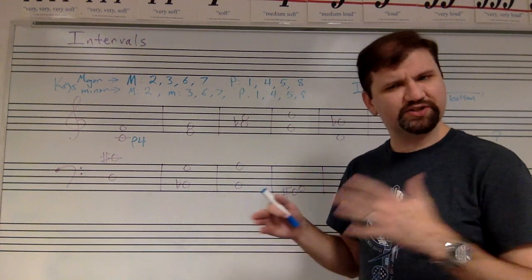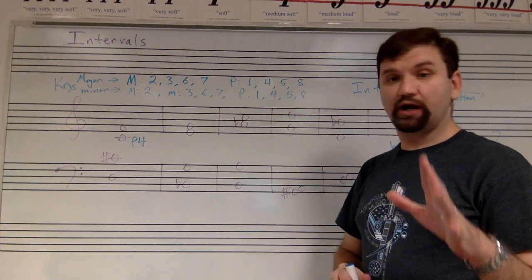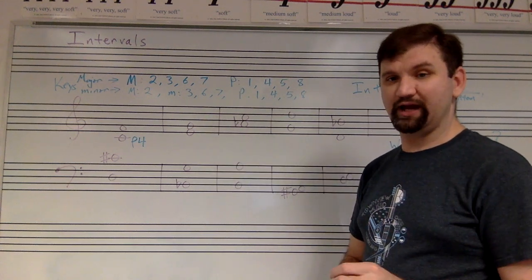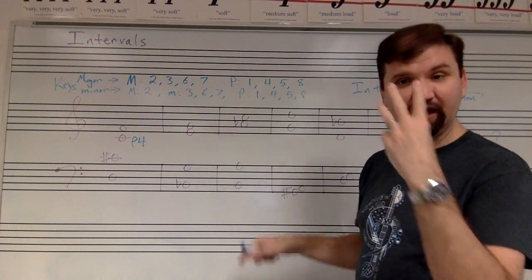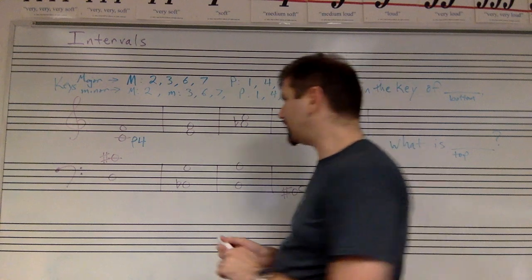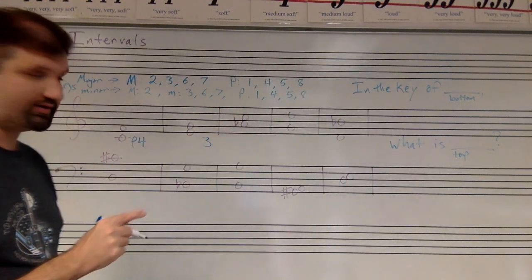Let's do a few more so you can see how this practice works. I'm looking at two notes here. I can figure out the quantity right away. That bottom note's E: E, F, G. I know that that's some kind of third. I don't know what kind of third yet, but I know it's some kind of third.